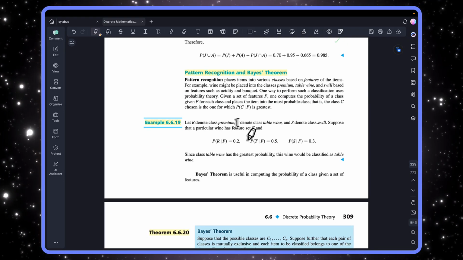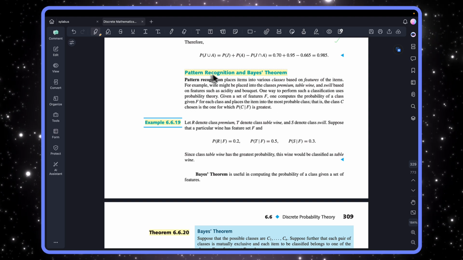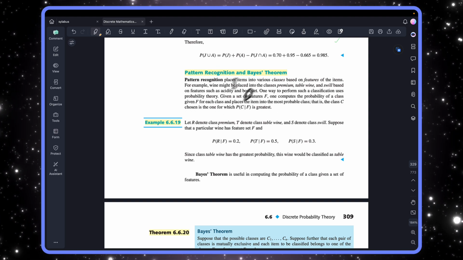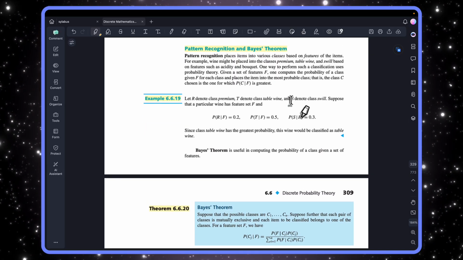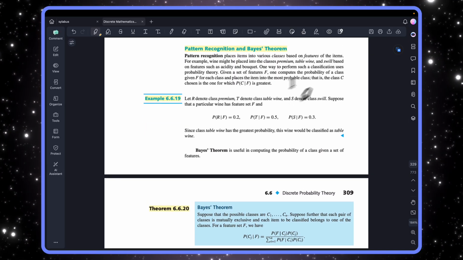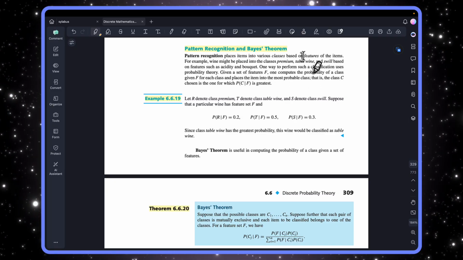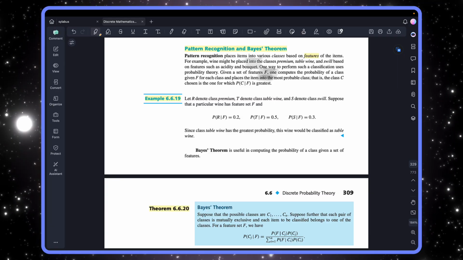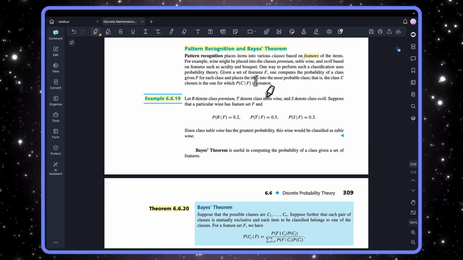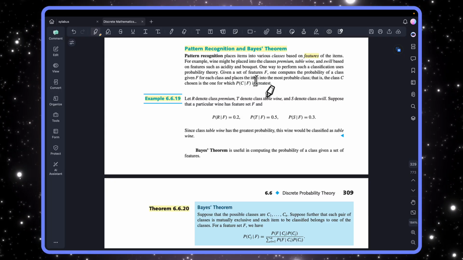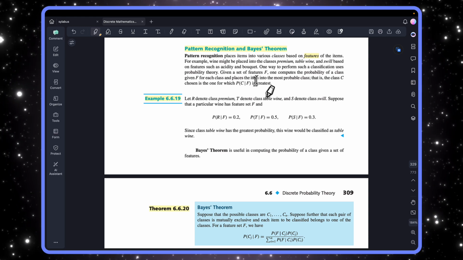Okay, all right, let's move on to this next thing. And this is a very important part of probability theory. It's also very useful. It's under the heading of pattern recognition and Bayes' theorem. So here's how this is used. You talk about features, typically, based on features of an item. Let me go through this example. So here, pattern recognition places items into various classes based on features of the items.